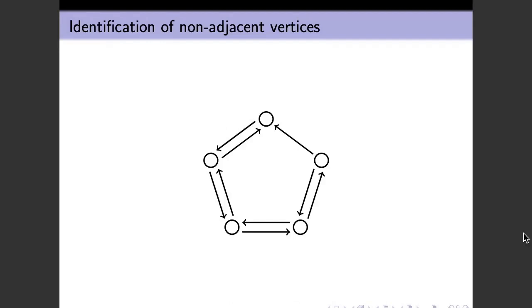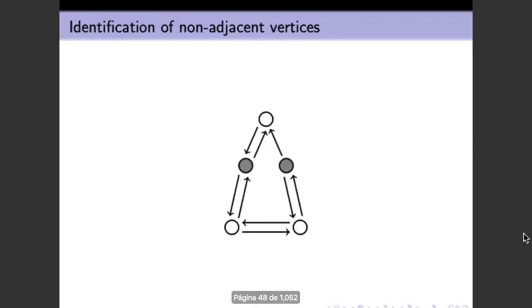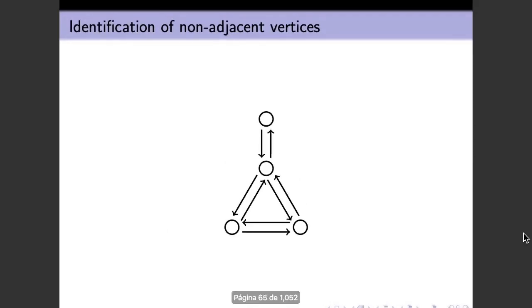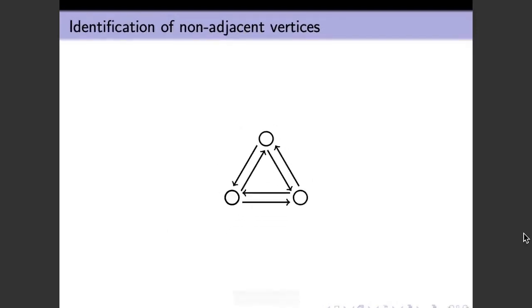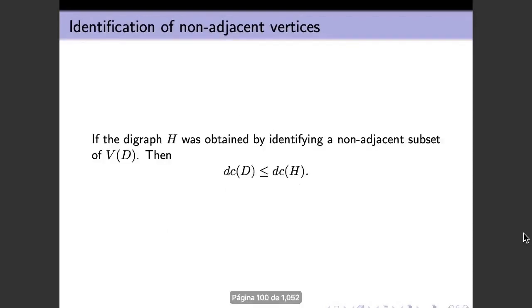Note that this digraph has dichromatic number 2. We identify these two not adjacent vertices, and we identify these two not adjacent vertices. Now, this digraph has dichromatic number 3. If the digraph H was obtained by identifying a set of not adjacent vertices of D, then the dichromatic number of D is less than or equal to the dichromatic number of H, due to an acyclic coloring of the vertices of H inducing an acyclic coloring of the vertices of D.